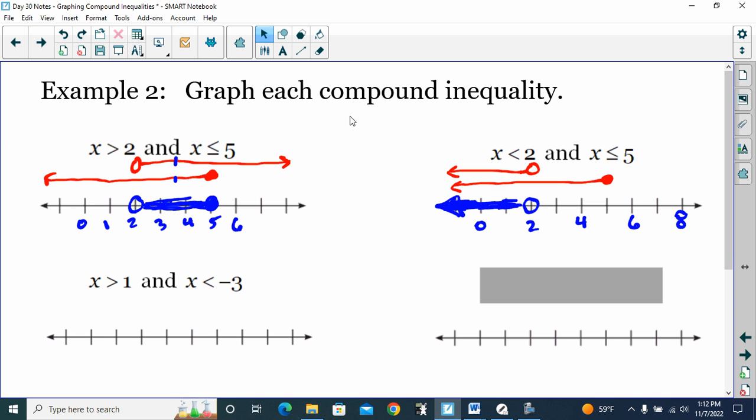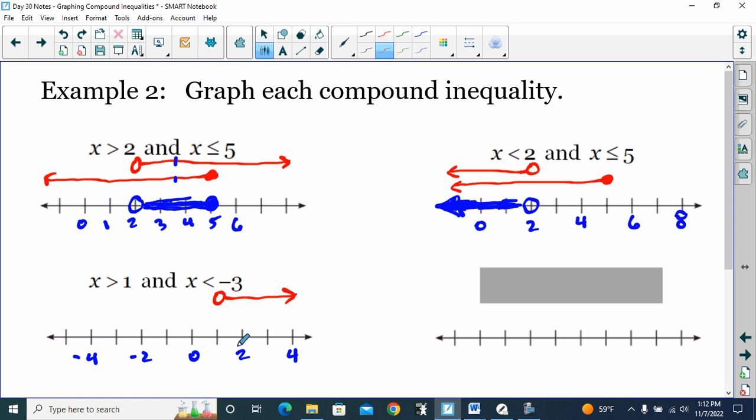This one says x is greater than 1 and x is less than -3. So we'll make sure -3 is on there and 1 is on there. Again, with an and statement, I need both to be true, so I can't shade in anything on the number line till I think about what each of these look like. x is greater than 1 would look like this. x is less than -3 looks like this. I need both of those things to be true.